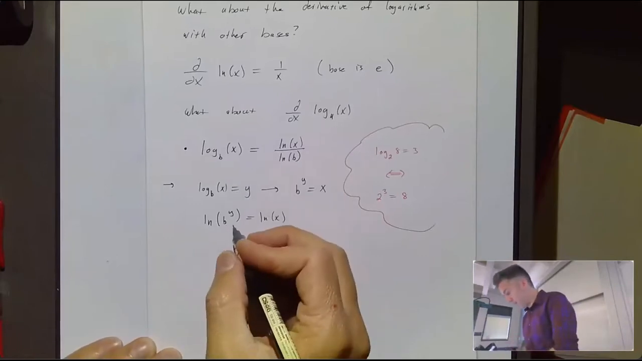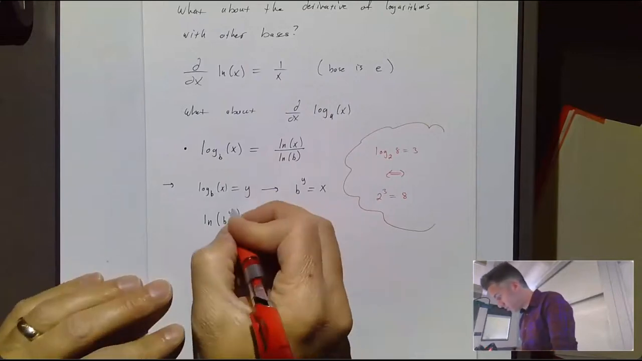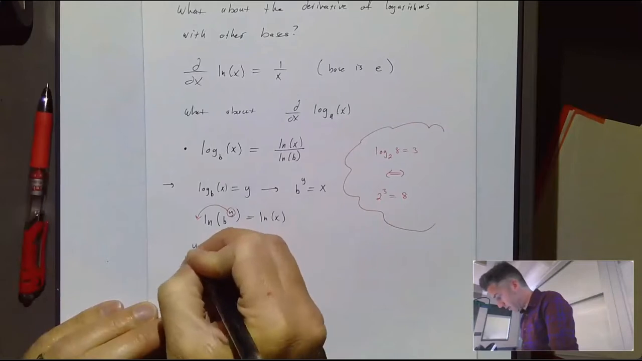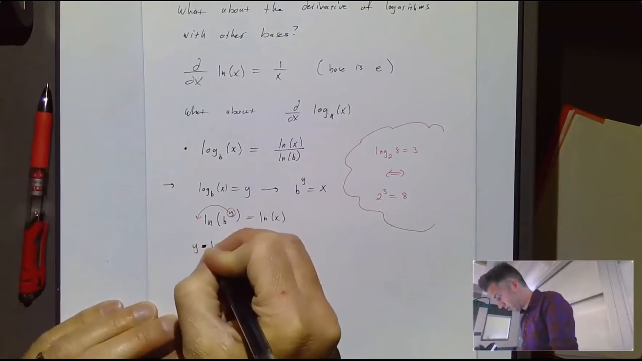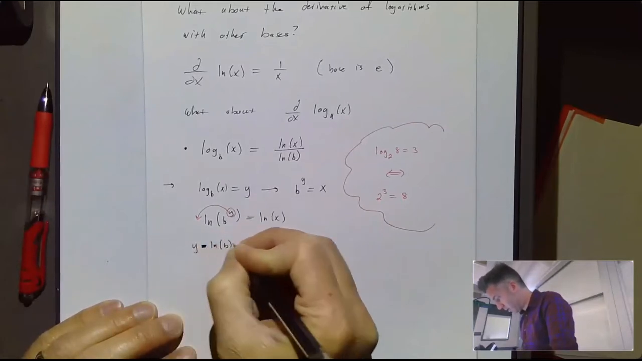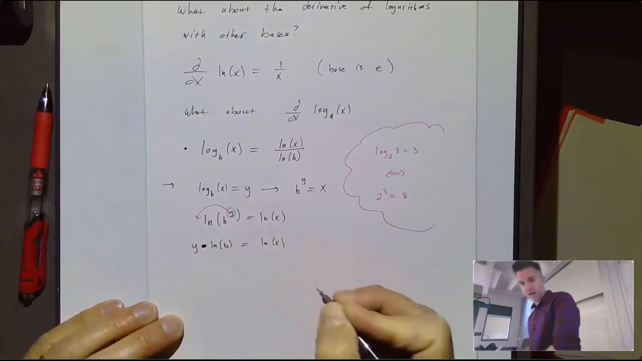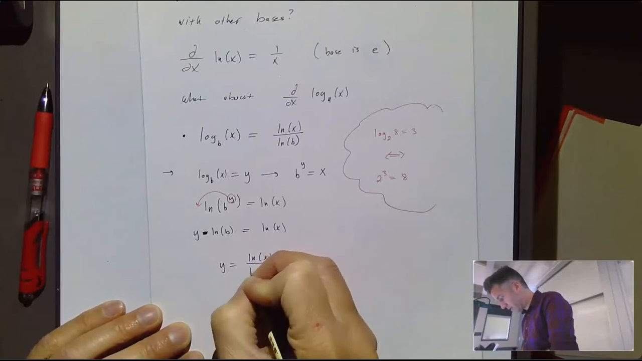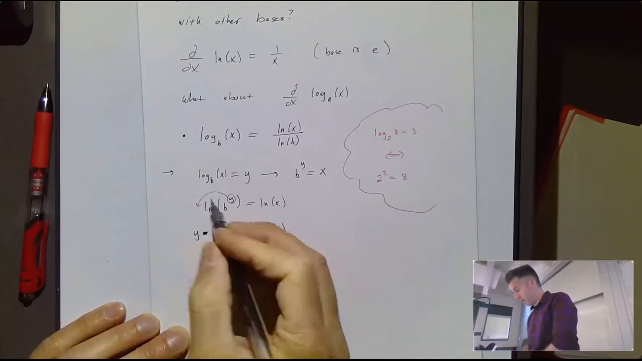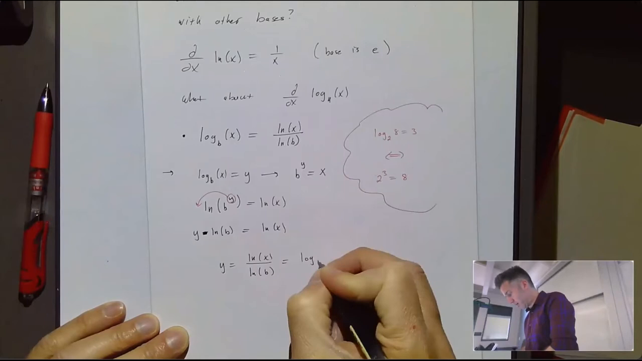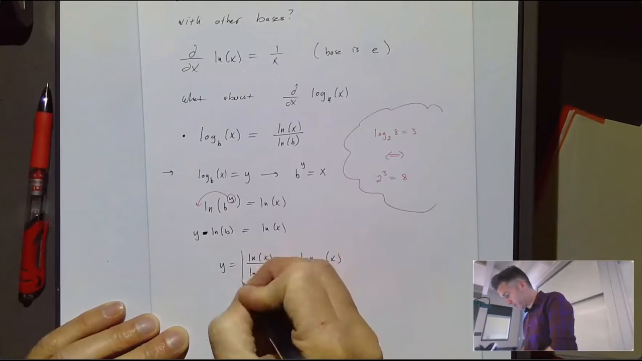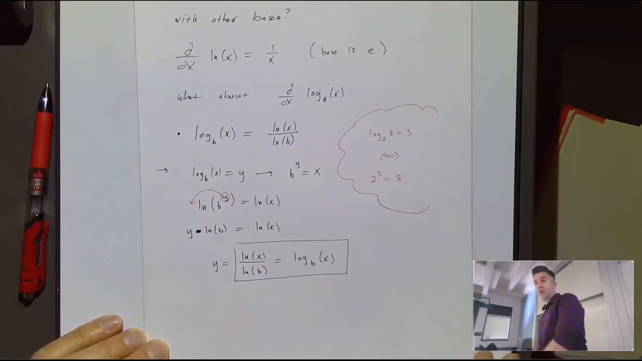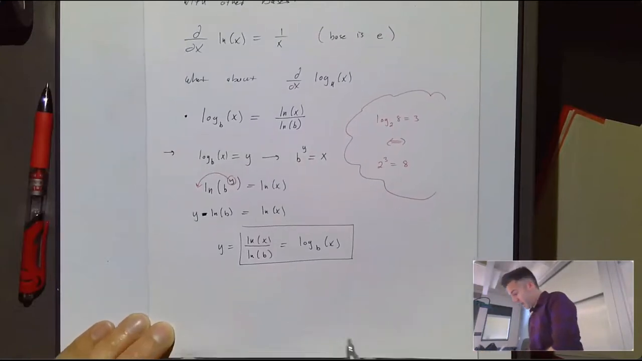And then this power gets to come down. So y times the natural log of b equals the natural log of x. And finally, y equals the natural log of x divided by the natural log of b. But y was the log base b of x. So that's where that change of base formula is actually coming from. Great.